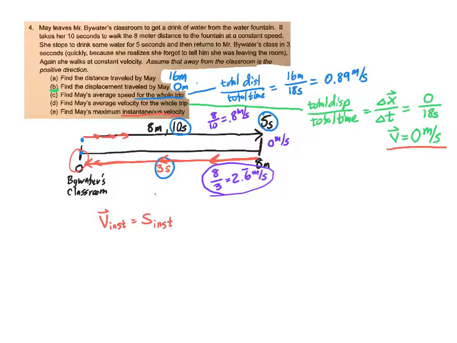Now, because it's velocity, we need a direction. It does say that away from the classroom is positive, and she's going back towards the classroom, so this is negative. The answer to E, if I round it, is 2.7 meters per second, and then you can either put a negative, or say 2.7 meters per second at 180 degrees, or any of the other ways that we talked about giving a direction. So that's number 4. I hope that was helpful. Let's go on to number 5.